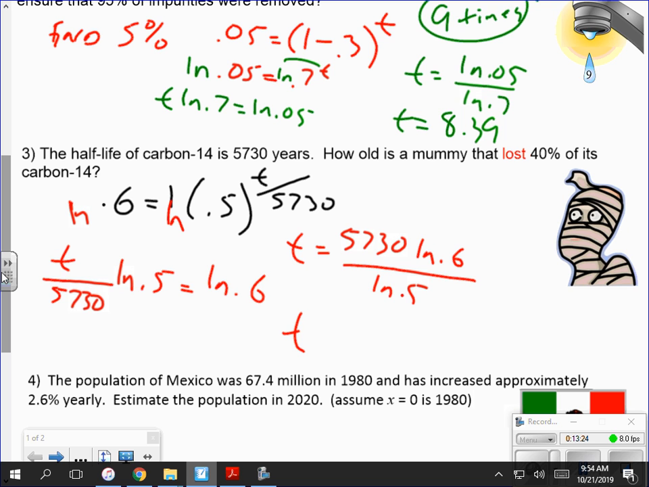And so this mummy is 4,220.8 years old, give or take. It is actually fairly accurate. Carbon dating is really pretty accurate.